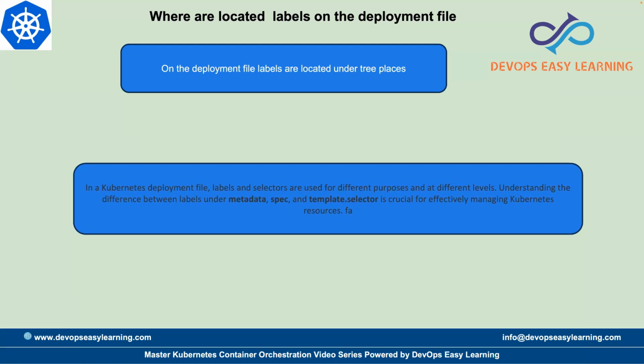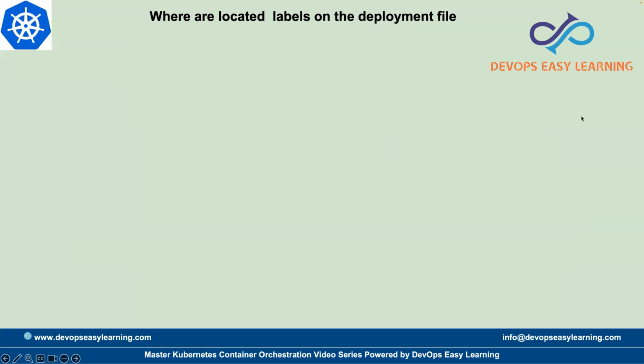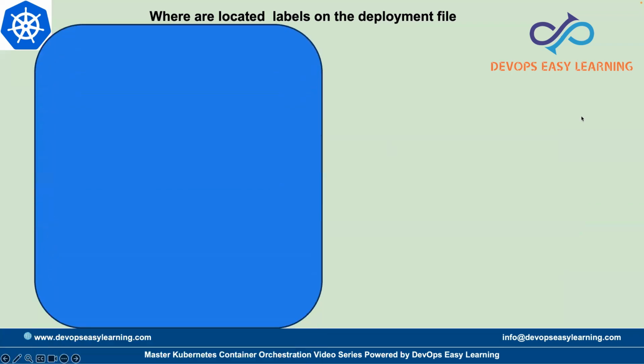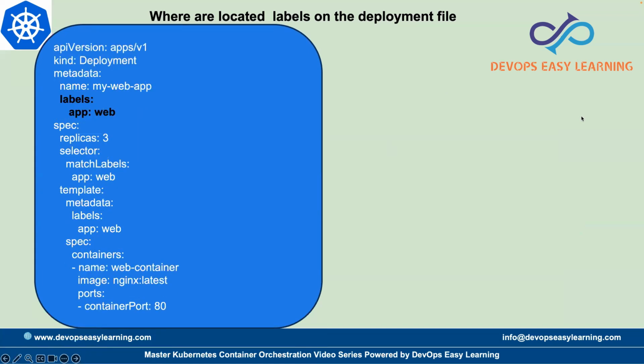Under the metadata is the location where you can also mention the names and the annotations. The spec is also a place where you have things like replicas, right? And the template is where you have the container image and others. So we go deep into this. Now imagine that you have a deployment file like this. This is a Kubernetes sample deployment file.